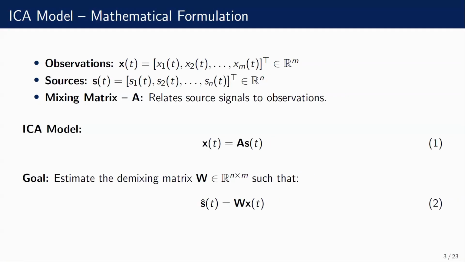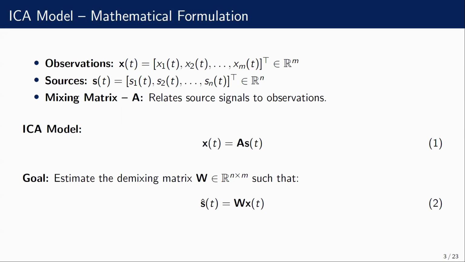So here is the setup. We have observed signals x(t), which are essentially mixtures of unknown independent source signals s(t). Our goal is to separate these mixed signals back into their original independent components. To do this, we assume the mixing process can be described by a mixing matrix A, but we don't actually know A or the independent sources s(t). All we have are the observed signals x(t).